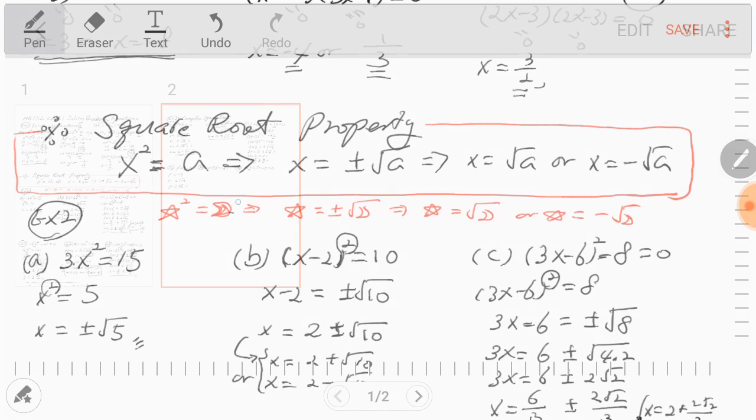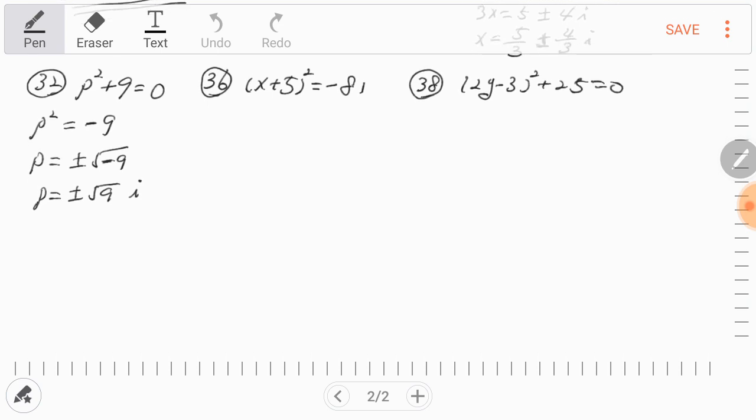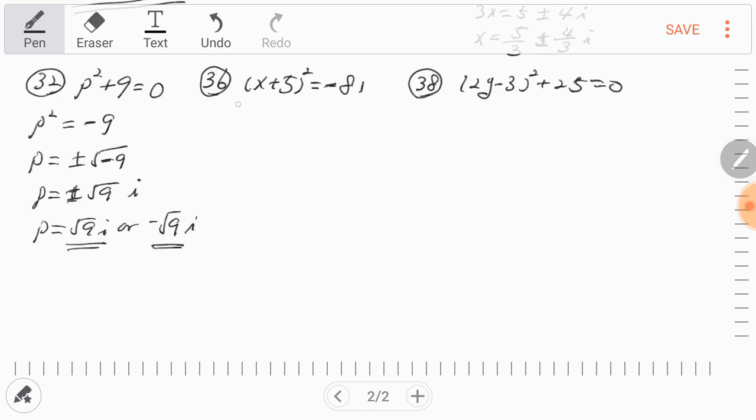Then p is equal to, okay, so there are two solutions, p equals positive square root of 9i or negative square root of 9i. So we usually write plus or minus together instead of separating these two solutions. Okay, next one. Something squared is also negative, so the solution is what? Complex solution. Then the base x plus 5 is equal to plus or minus square root of negative 81.